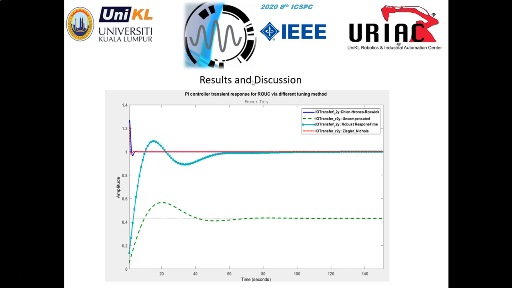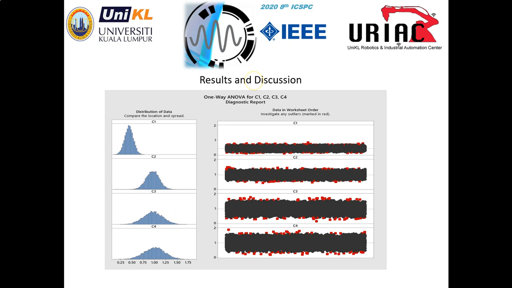And these are the results of the PI control transient response for the ROUC under different tuning methods, except for uncompensated. We can see that the overshoot from robust response time is better compared to the other two methods. And this is one-way ANOVA, the analysis we apply as a single analysis of variance. C1 is the uncompensated system, C2 is robust response time, C3 is Ziegler-Nichols, and C4 is Chien-Hrones-Reswick. This is the comparison among the methods, including uncompensated, which is without any controller. This is based on the PI controller.